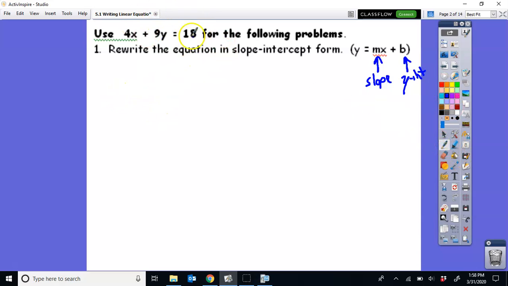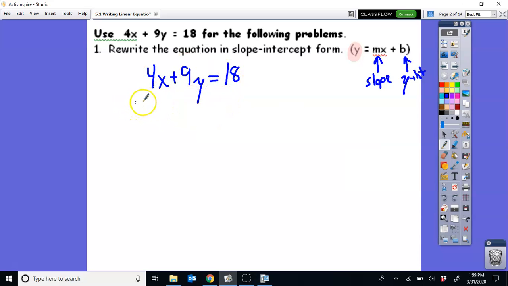So to rewrite this equation into slope-intercept form, what we need to realize, first of all, is that Mr. Harrison is giving us the equation. All we have to do is rewrite it to look like this, y equals mx plus b. Essentially, what that means is we are solving for y. We're getting y by itself. So, how do I get y by itself here?